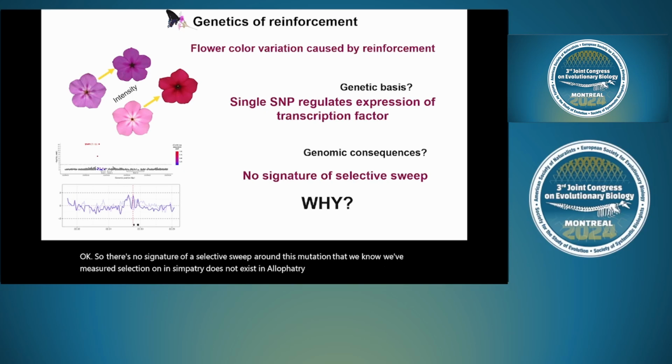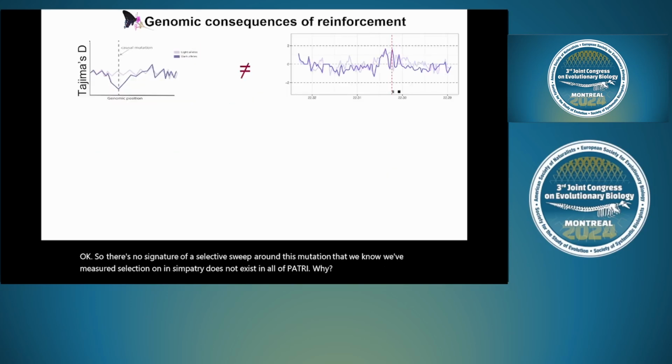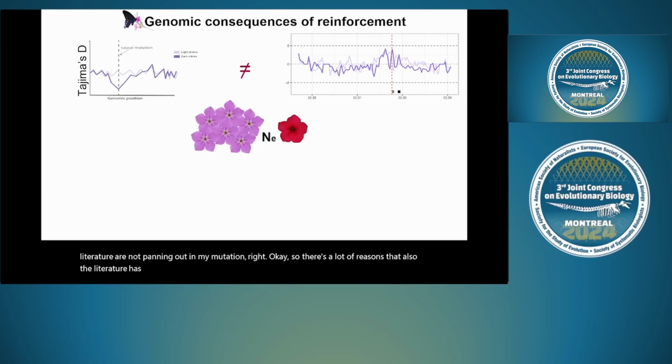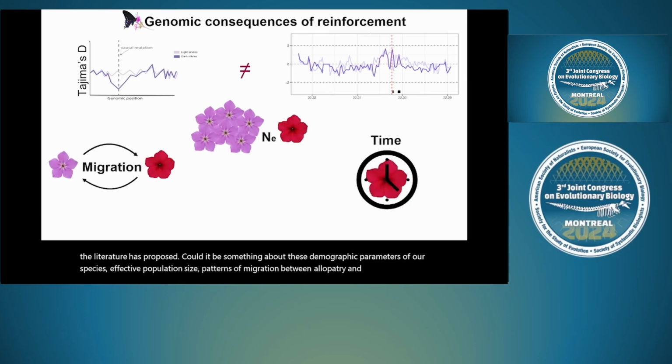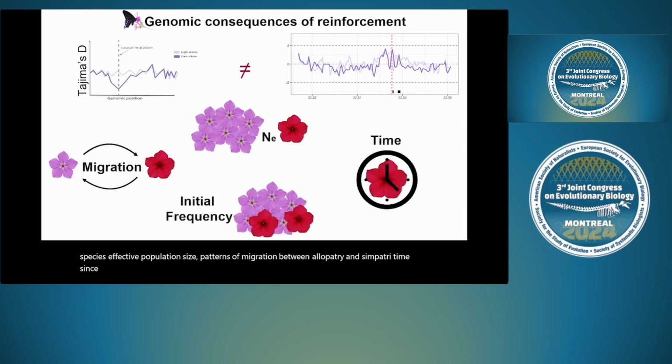Why? Why is it that this theory and these ideas and hypotheses that have been so established in the literature are not panning out in my mutation, right? Okay, so there's a lot of reasons that the literature has proposed. Could it be something about these demographic parameters of our species, effective population size, patterns of migration between allopatry and sympatry, time since mutation? Maybe the initial frequency of this mutation when selection started acting on it in sympatry. So all of these ideas are bubbling up, and what do we do about it?